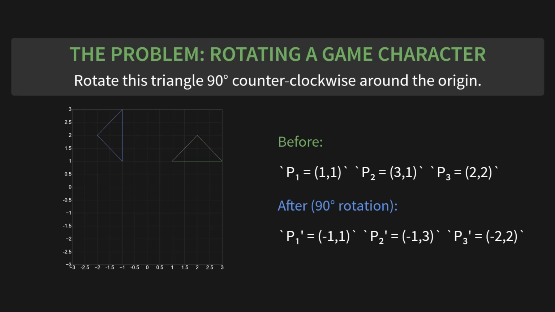Your job is to rotate this triangle 90 degrees counterclockwise around the origin. How do you find the new coordinates? The after coordinates you want are P1 prime at -1, 1, P2 prime at -1, 3, and P3 prime at -2, 2. But how do you get there systematically?